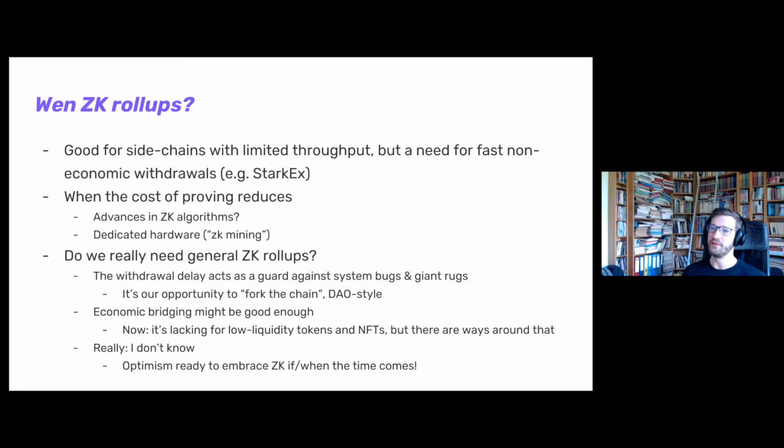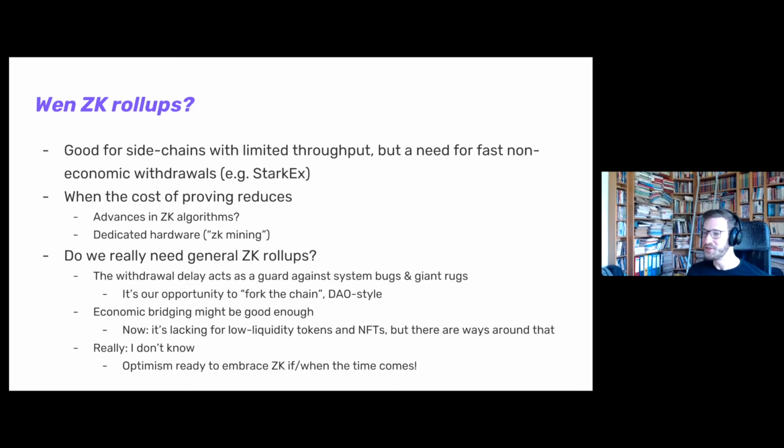But so yeah, when ZK rollups become realistic, well, advances in ZK algorithms, and then advances in hardware that computes the proof. And I think we're going to hear a lot more about something called ZK mining in the future. So it's possible there will be a market for people that put hardware toward generating ZK proofs. I think it will be interesting to see how that evolves.